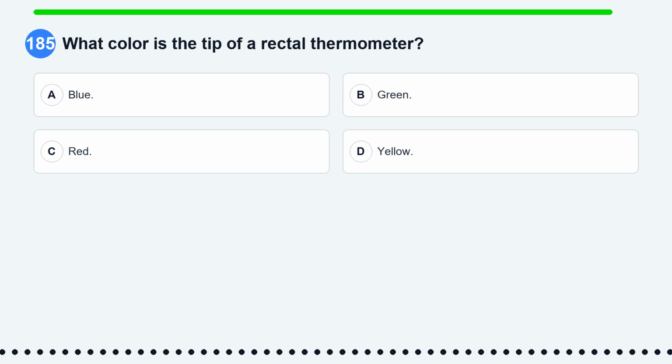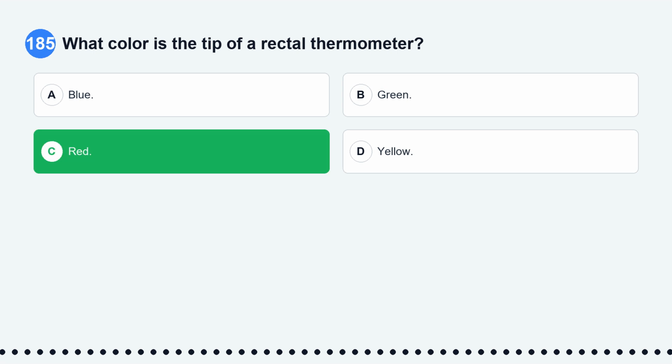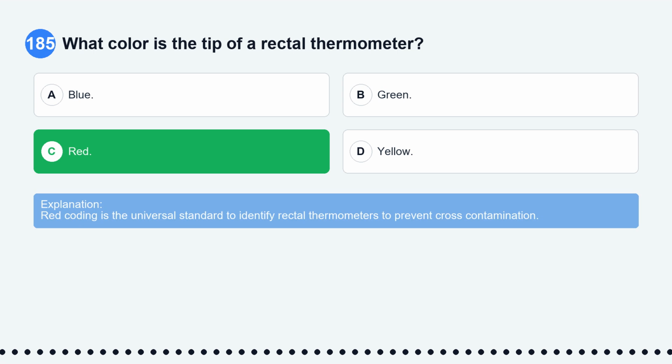Question 185. What color is the tip of a rectal thermometer? Option A, blue. Option B, green. Option C, red. Option D, yellow. The correct answer is option C, red. Red coating is the universal standard to identify rectal thermometers to prevent cross-contamination.